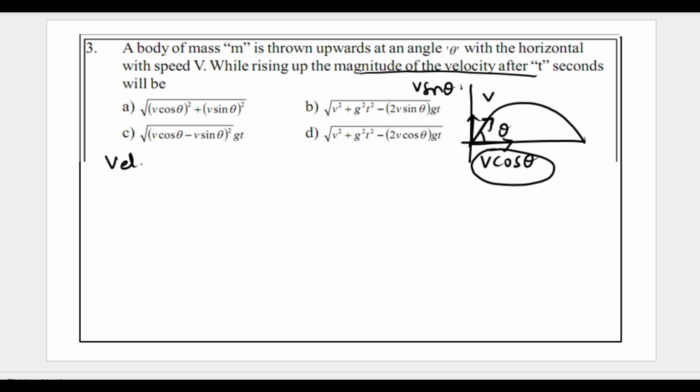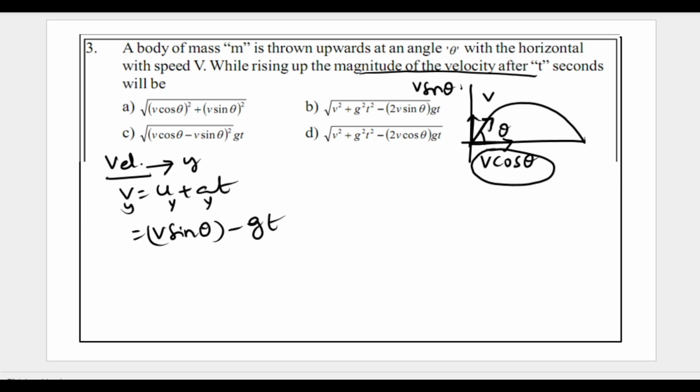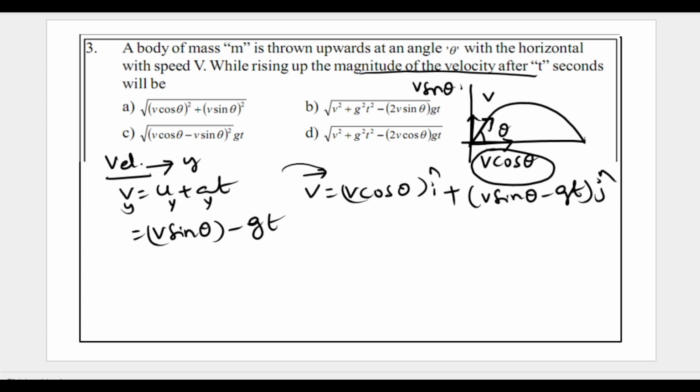Then find the velocity along the y direction, so use v equal to u plus at. The initial velocity along the y direction is v sin theta, and a_y means minus g, into t. Then write the velocity after t seconds in vector form. Along the x-axis it is v cos theta, so write v cos theta i cap plus, along the y direction, the velocity v sin theta minus gt j cap. So this is the velocity in vector form after t seconds.